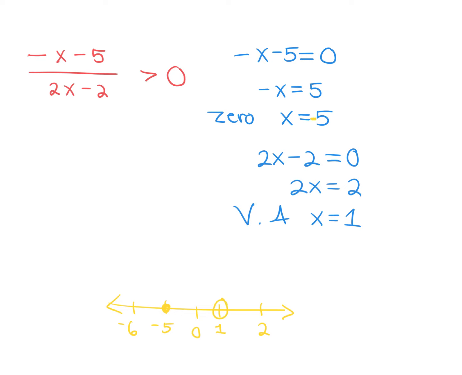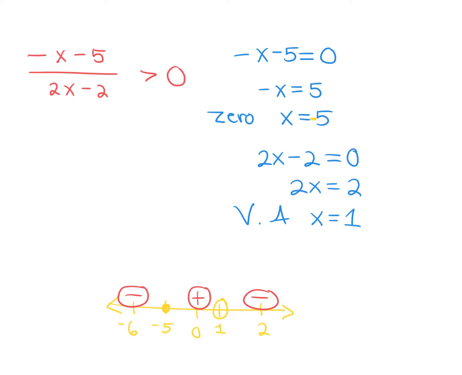And at 1, we have a value that doesn't exist. So at 2, the graph's going to be negative. At 0, the graph's going to be positive. And at negative 6, the graph's going to be negative.